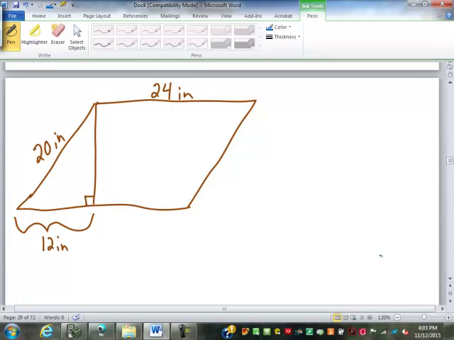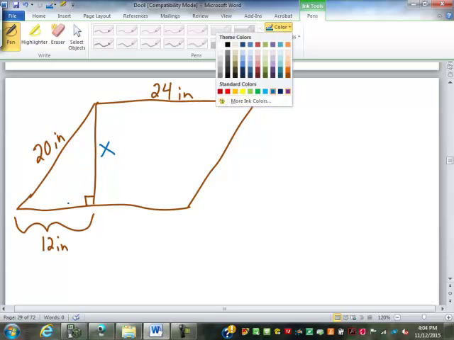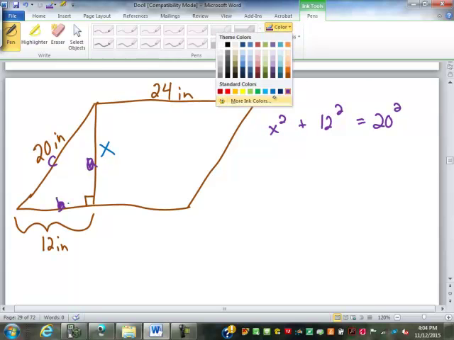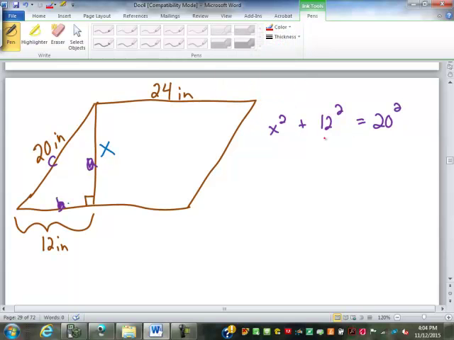x squared plus 12 squared. Okay, make this x for our height. And that's exactly right. That's sides A and B. The legs are the 12 and the x. I'm going to make that A and B like that so it matches what you said. So it's x squared plus 12 squared equals 20 squared. And at this point, I'm going to trust that you guys can do that part of the equation.